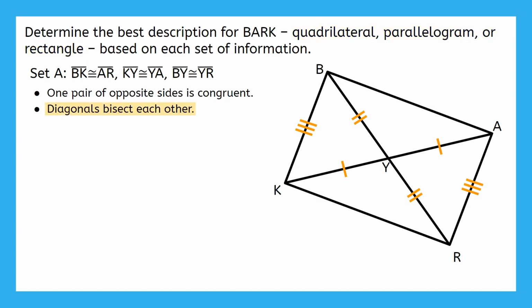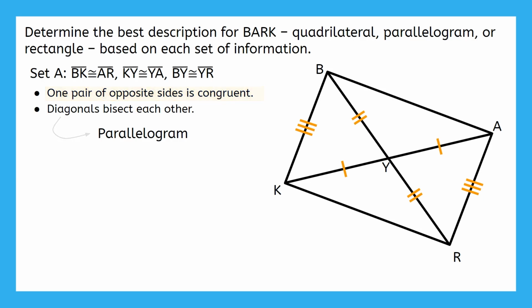Diagonals that bisect each other is one of our parallelogram tests from the prior lesson. That means that with the information in set A, BARK is a parallelogram. We still haven't used our other piece of given information here. Does having one set of opposite sides congruent allow me to say anything more specific about BARK than that it's a parallelogram?